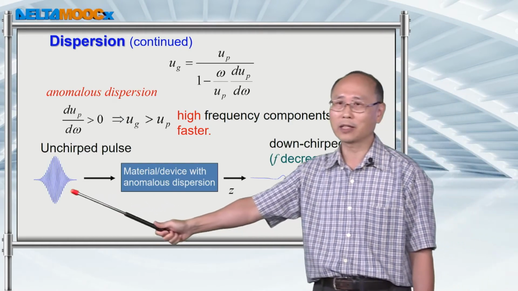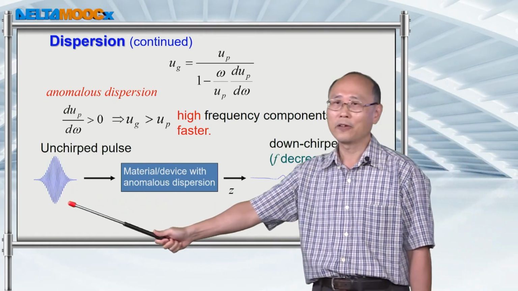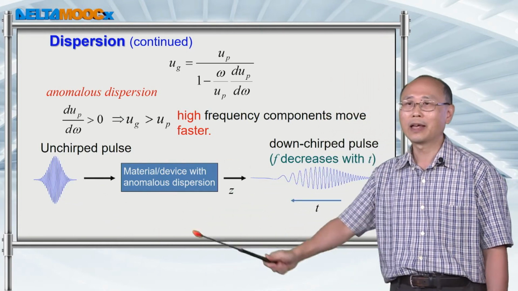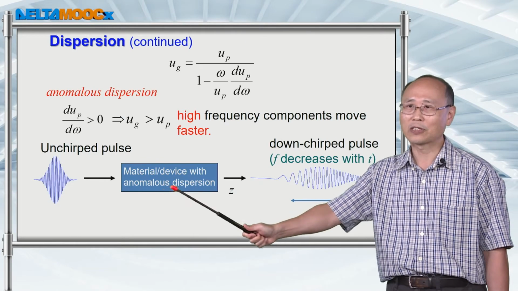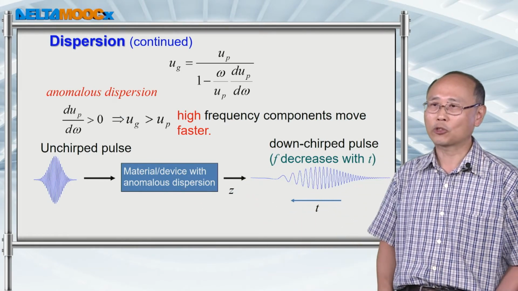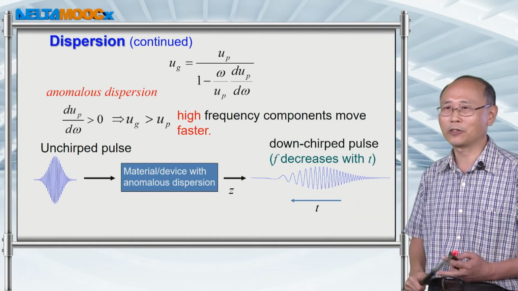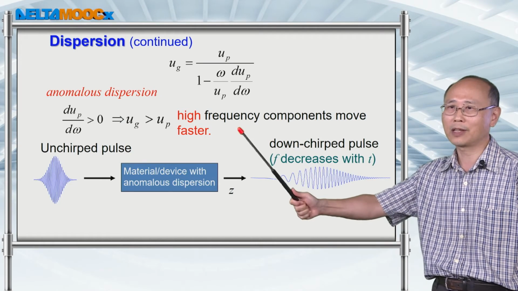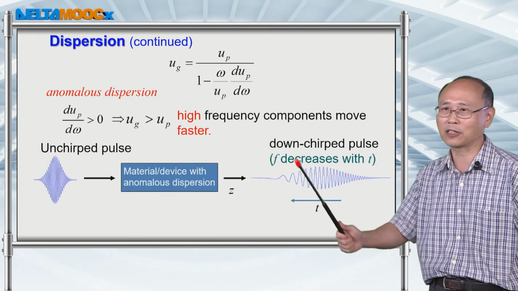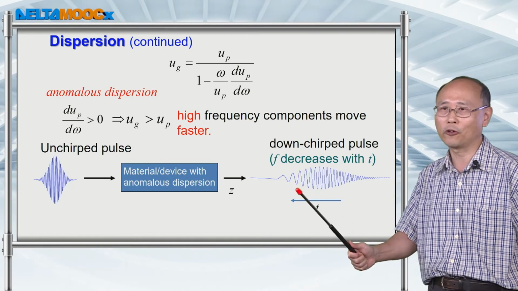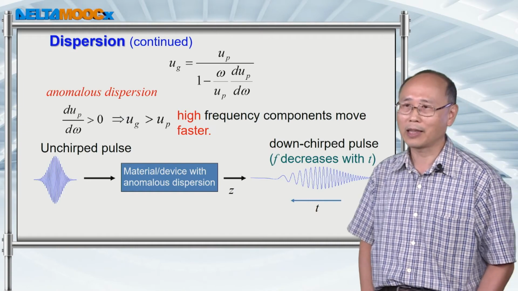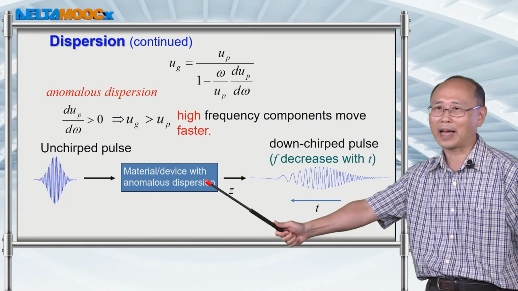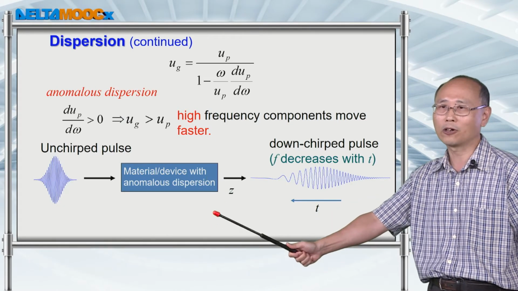Let's come back to this scenario. If you send a pulse into some material or device with so-called anomalous dispersion, then you will detect a stretched pulse like this. The pulse length is going to increase, but in this case, the high frequency component will come out first because it propagates faster, and the low frequency component will fall behind. Again, if you could prepare such a downchirp pulse and then propagate it through this material or device, you can also do pulse compression.